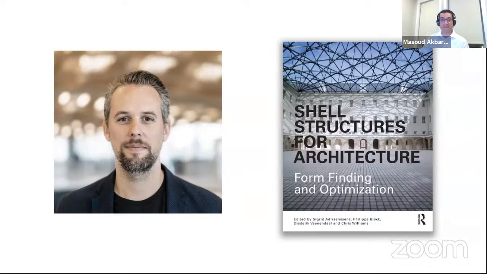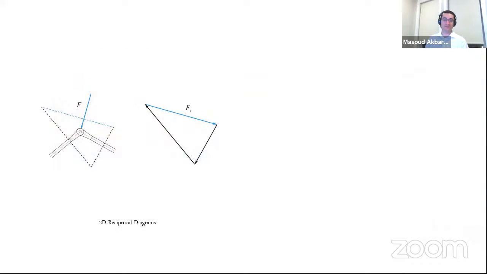Now, by the time I joined his group in 2012, when I was going to start my PhD, the question was very clear. If in 2D the equilibrium of a single node can be represented by a closed polygon, and the edge lengths of this polygon represent the magnitude of the forces, what is the equivalent of this method in 3D?